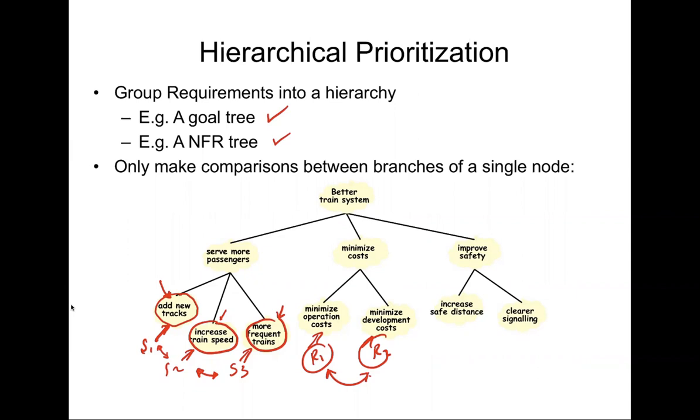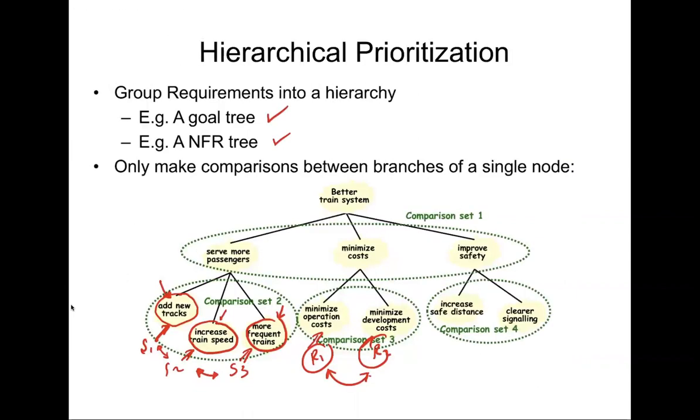So if we look at the following graph, we can see that for comparison set one, we are only comparing those three because they are in the same group. For comparison set two, as I said, we compare S1, S2, and S3. For comparison set three, we just compare R1 and R2. The idea is to cluster the requirements based on the different classifications we have done before, or even different modeling techniques that could be easily used to categorize and group requirements.